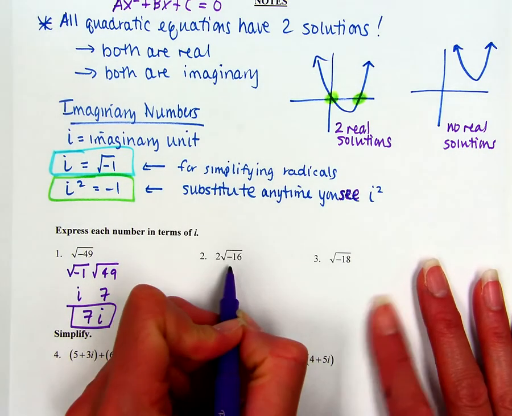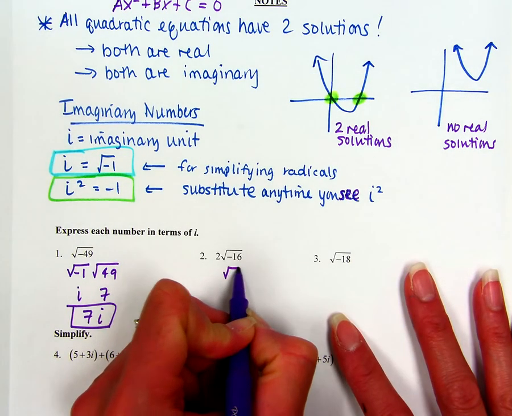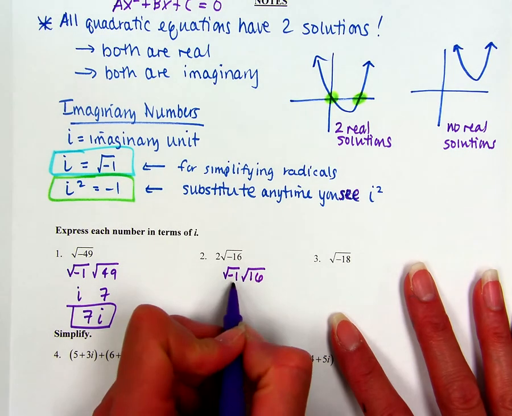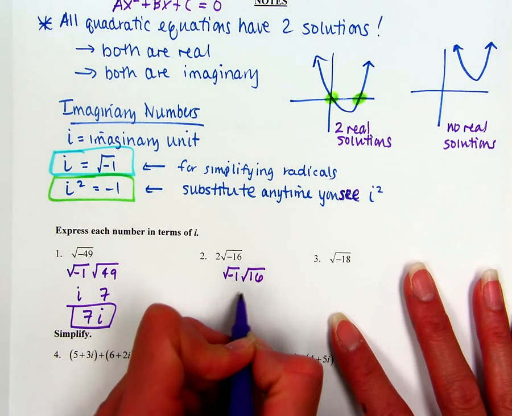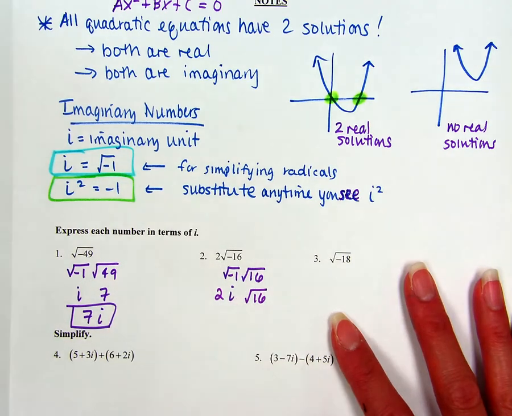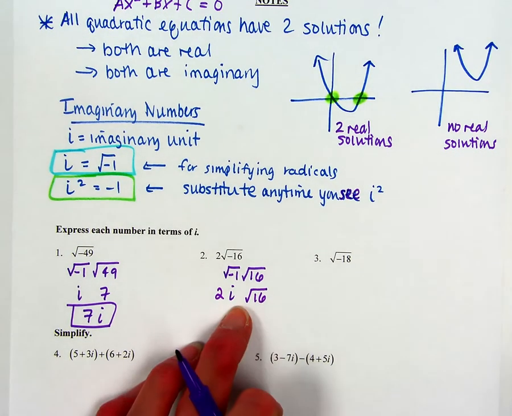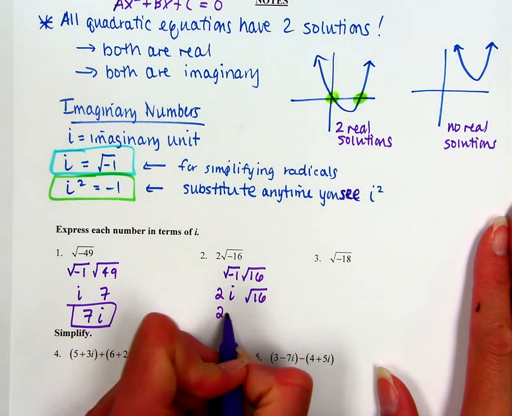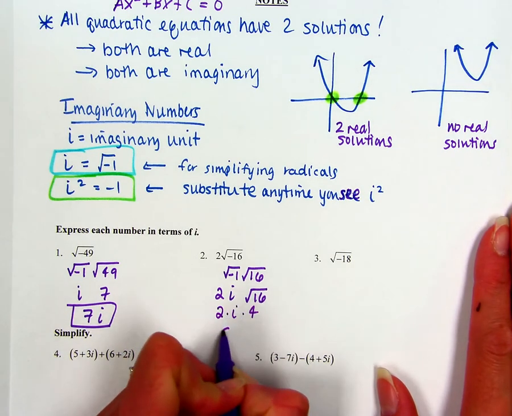All right, so on this problem, I'm going to replace -16 with square root of -1 times +16. This is my imaginary unit, and this is square root of 16, and I have a 2 out in front. So now I have all i's in there. And what's the square root of 16? That's 4. So 2 times i times 4, that's 8i.